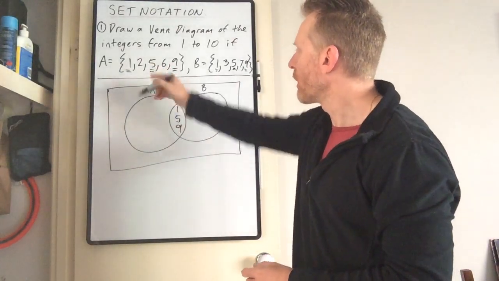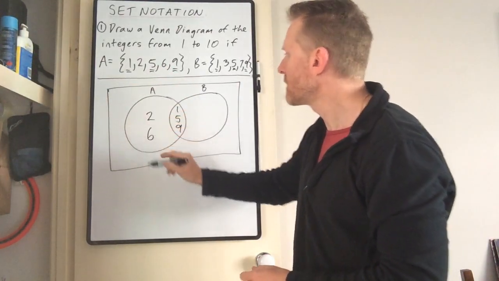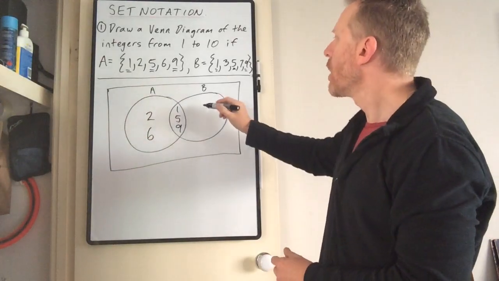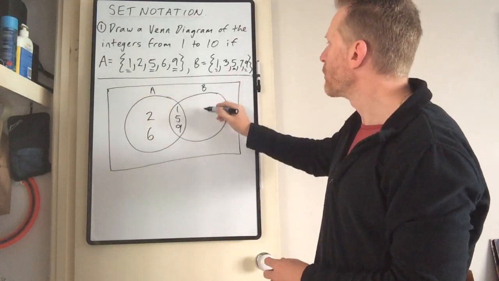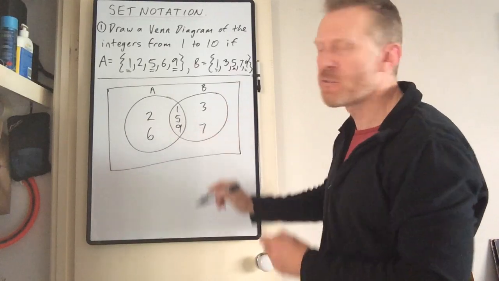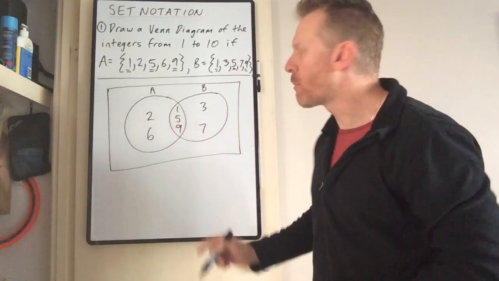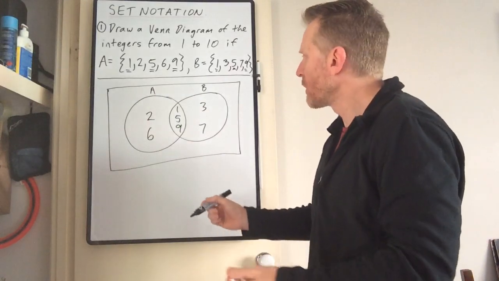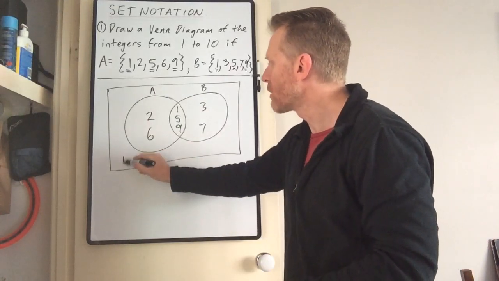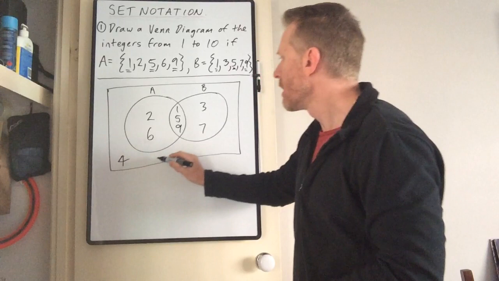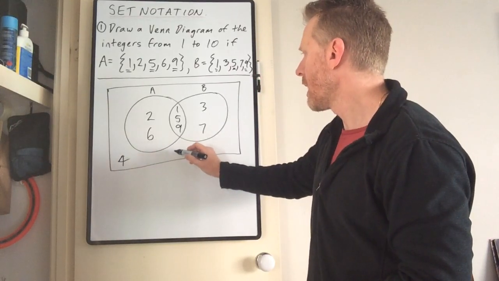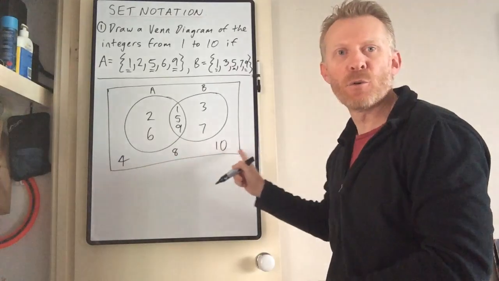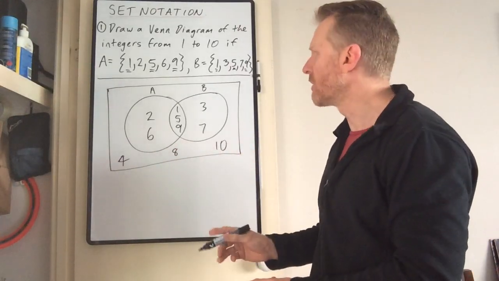Well, what's left over? We've got a 2 and a 6, and now you can see set A is now complete. And then we've got, in set B, we've got a 3 and a 7. But of course, what you notice at that point is there's only 7 numbers altogether, but we haven't filled out the remaining numbers. So what's missing? Well, there's a 4 missing, there's an 8 missing, and there's a 10 missing. So they have to sort of go out in the void outside of the 2 sets.